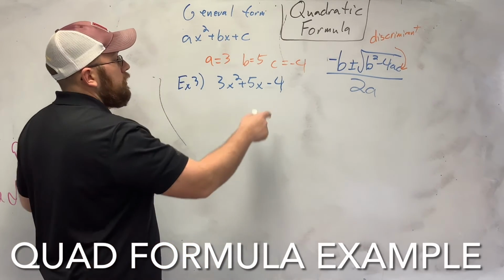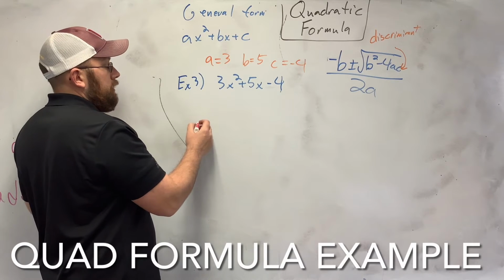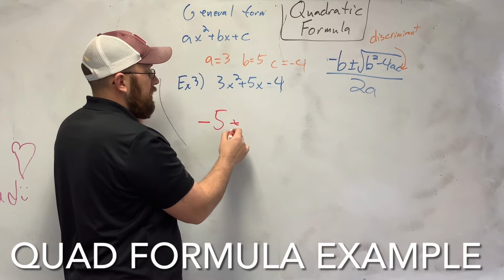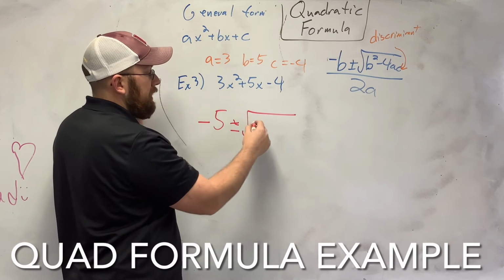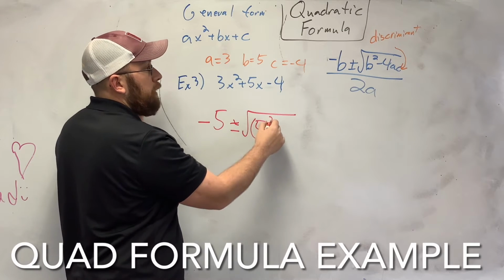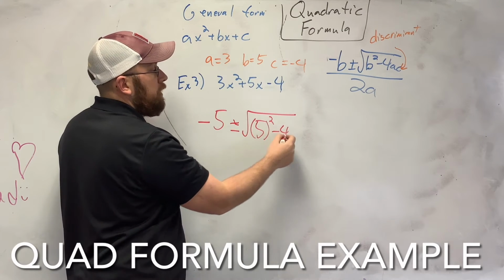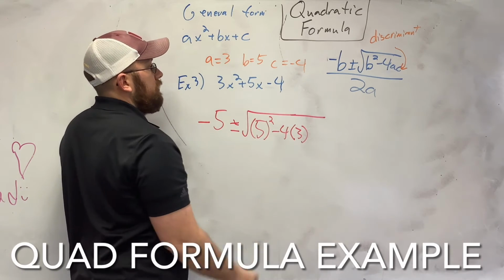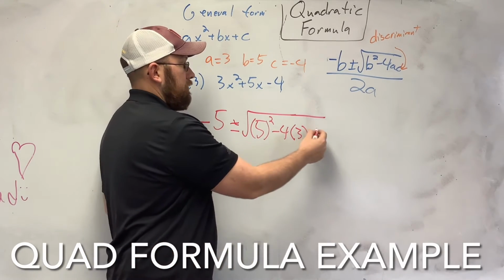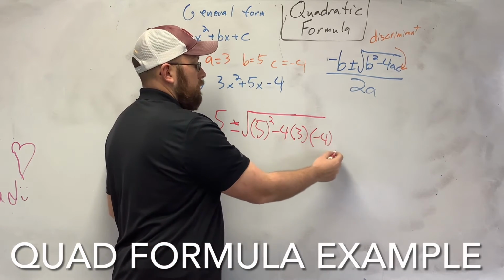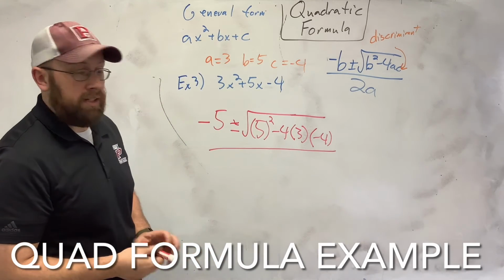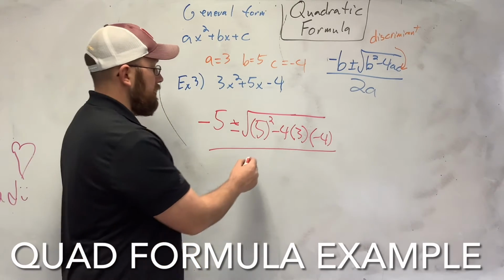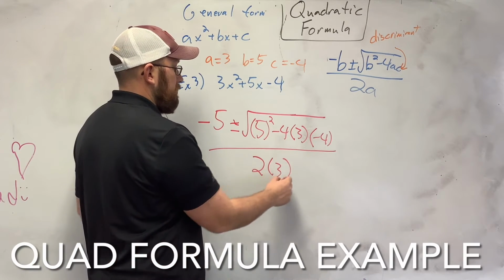All right, so negative b, so negative 5, plus and minus square root. Another b, so I plug in 5. That's 5 squared though. Minus 4. Now I have an a. What's my a? 3. And now I have a c. What's my c? Negative 4. So all I've done so far is just plug in numbers. That is it. Now below, it's 2 times 3.